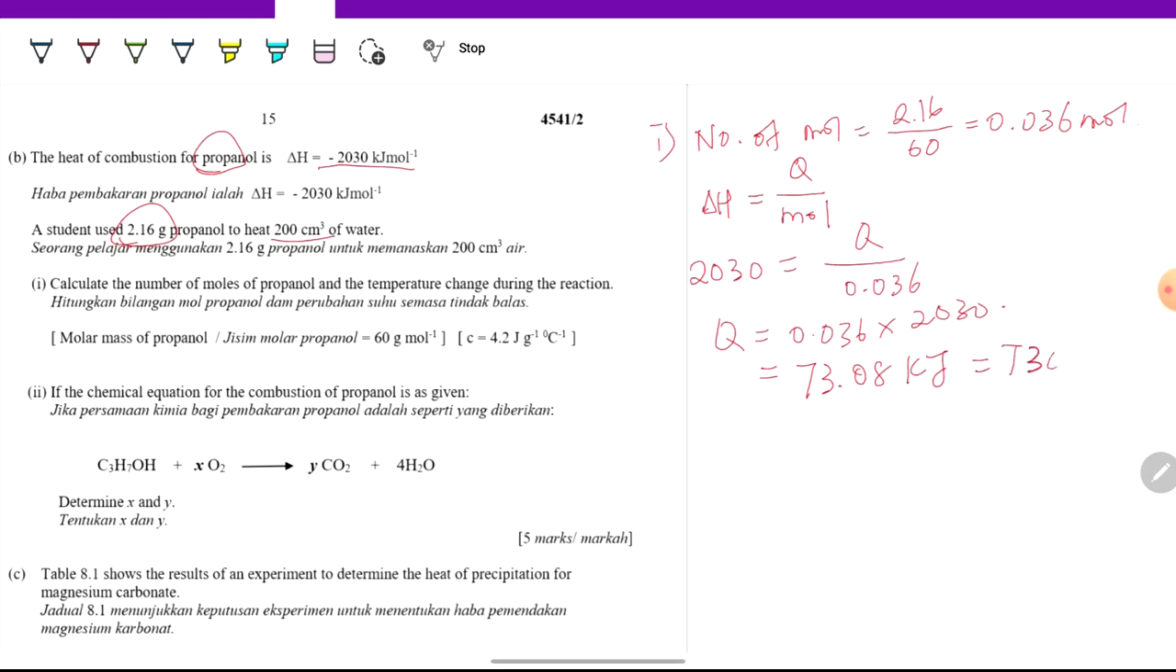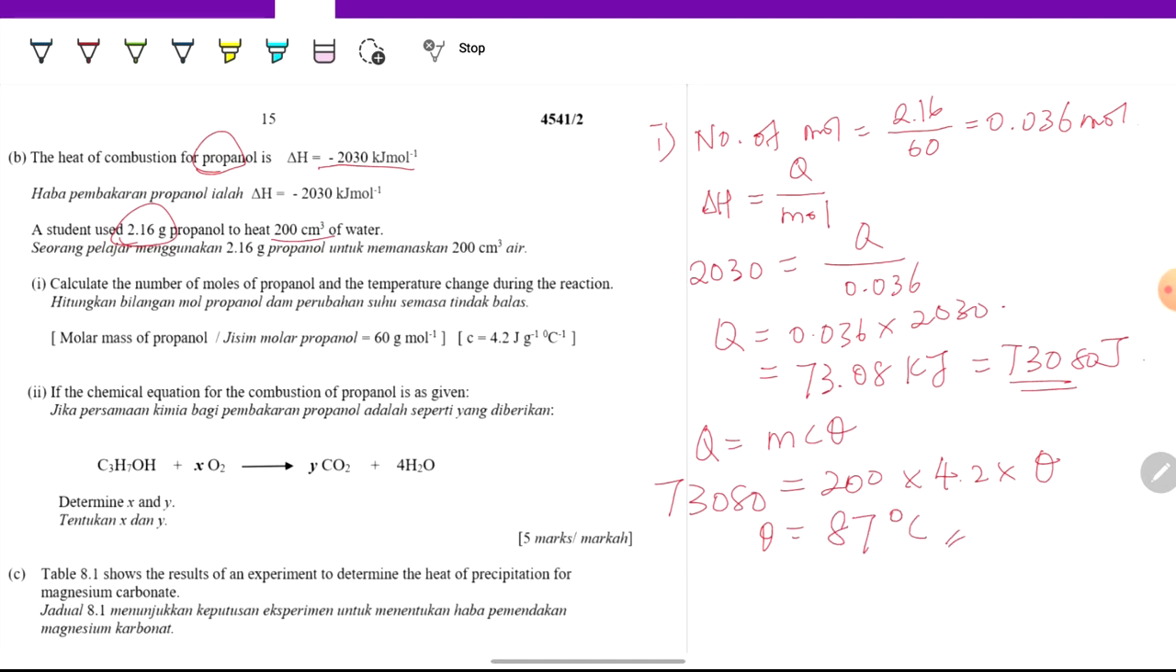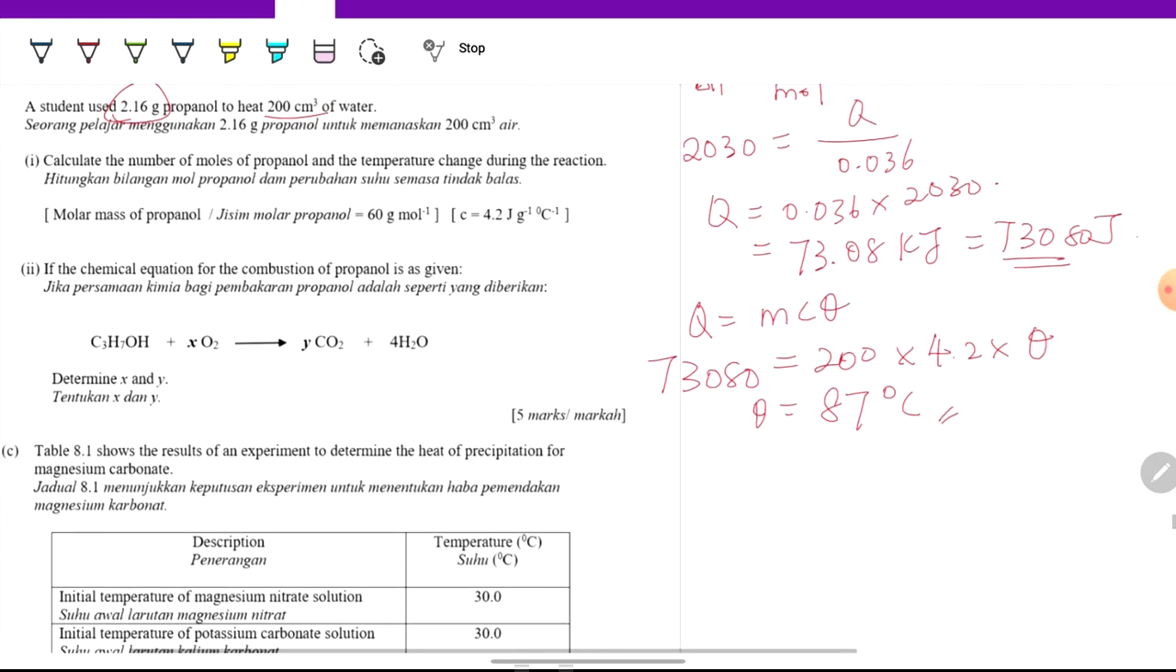So we can round to joule, 73,080 joule. Okay. So later on, we can put in Q equals to mc theta, right? So Q we get from the calculation just now, 73,080. The m is the mass of the water, so it's 200, times c is 4.2. Then we can find the theta. So theta, use your calculator, you will get the value roughly 87 degrees Celsius.